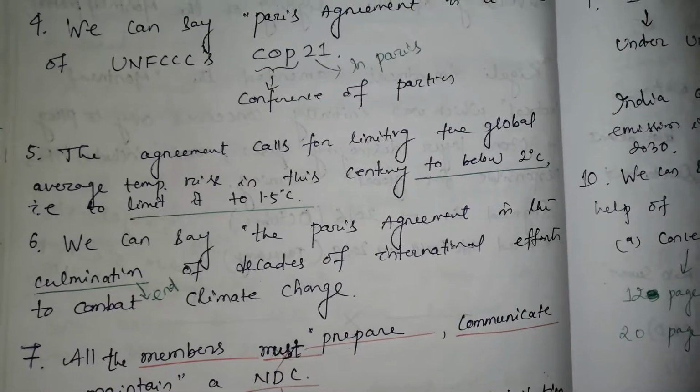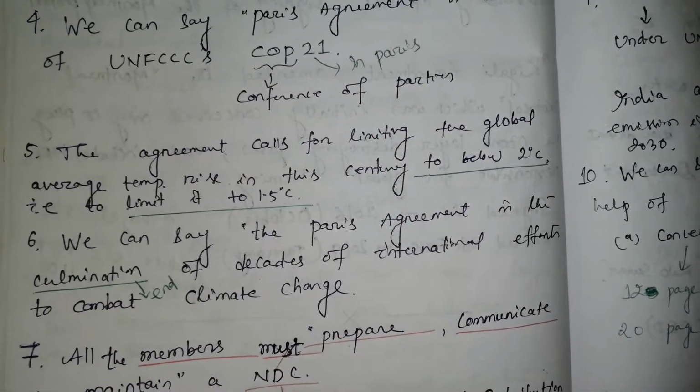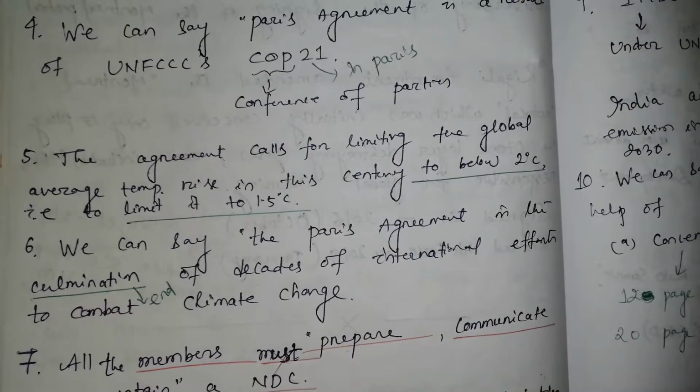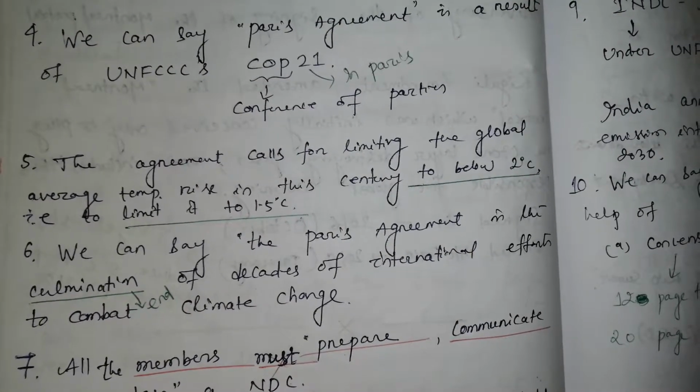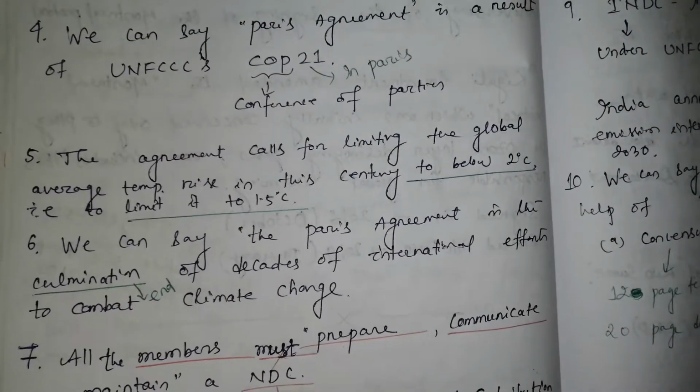Point number 5. The agreement calls for limiting the global average temperature rise in this century to below 2 degrees centigrade, that is, to limit it to 1.5 degrees centigrade.